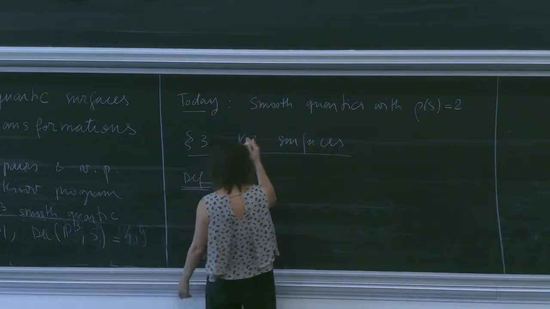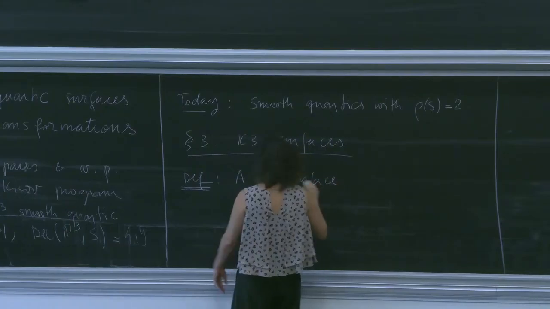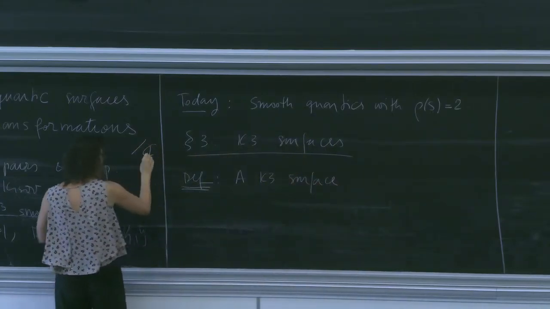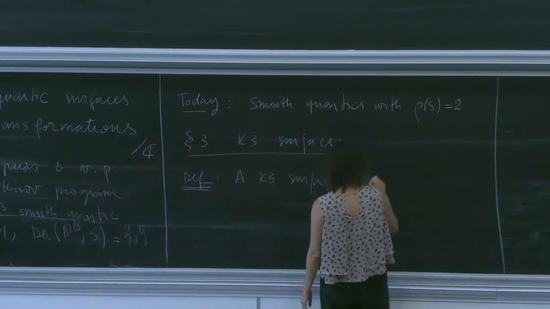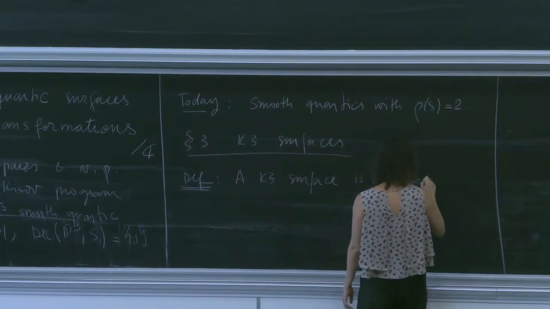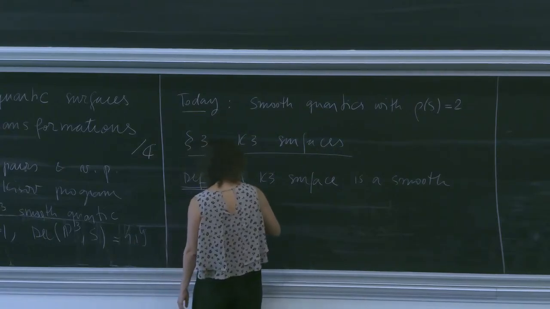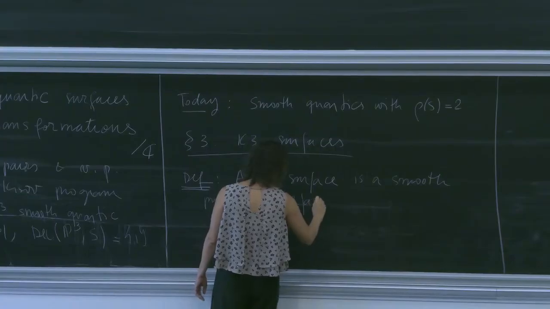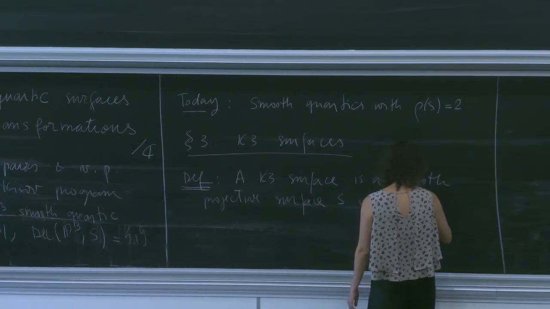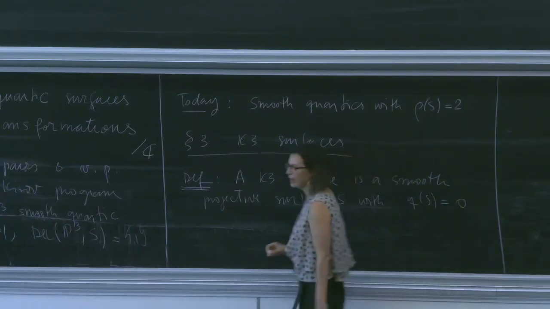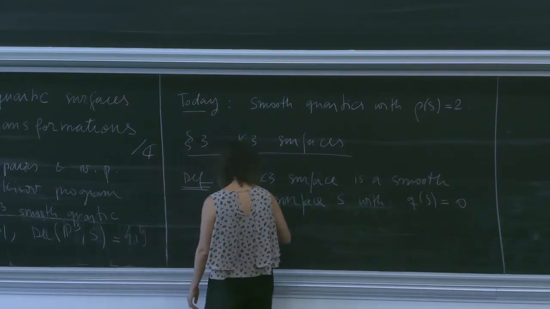So at least for today, as yesterday, we will always be working over the complex numbers. So a K3 surface is a smooth projective surface S with irregularity 0 and trivial canonical class.